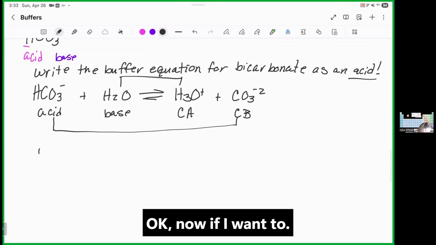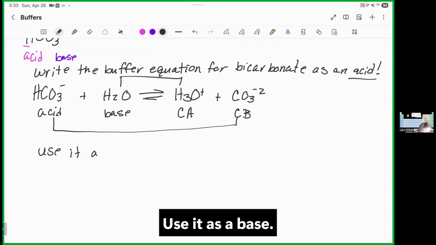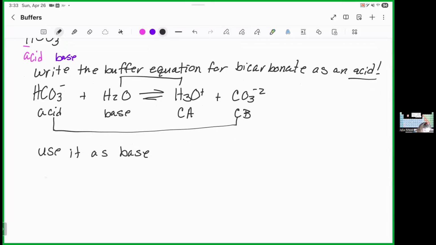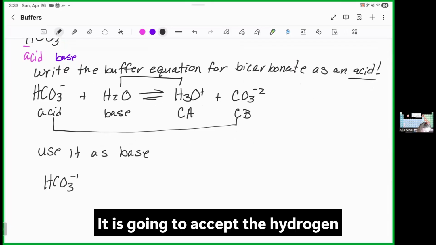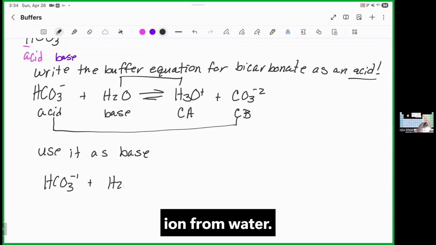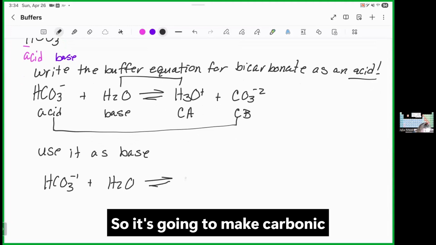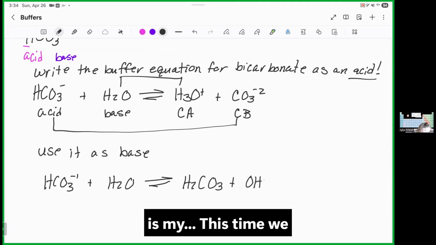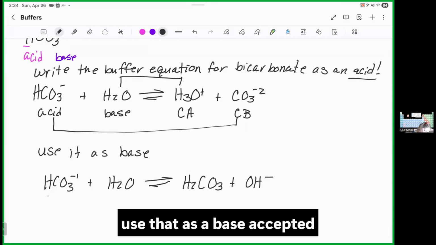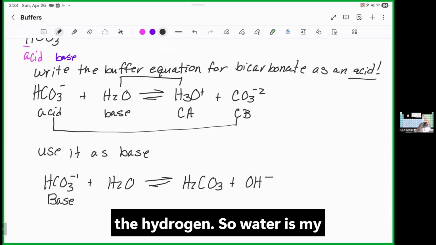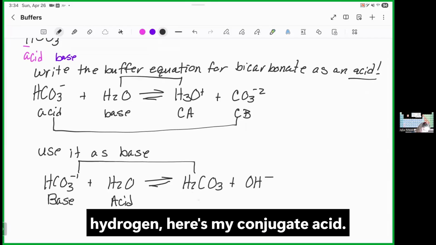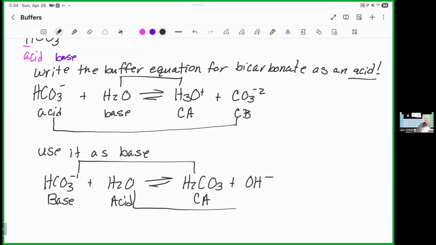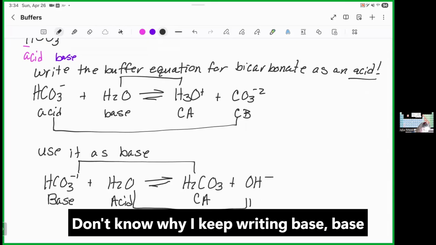Now if I want to use it as a base, it is going to accept the hydrogen ion from water. So it's going to make carbonic acid and the OH. So this time we use that as a base, accepted the hydrogen. So water is my acid. So the difference of one hydrogen. Here's my conjugate acid. There's my conjugate base.